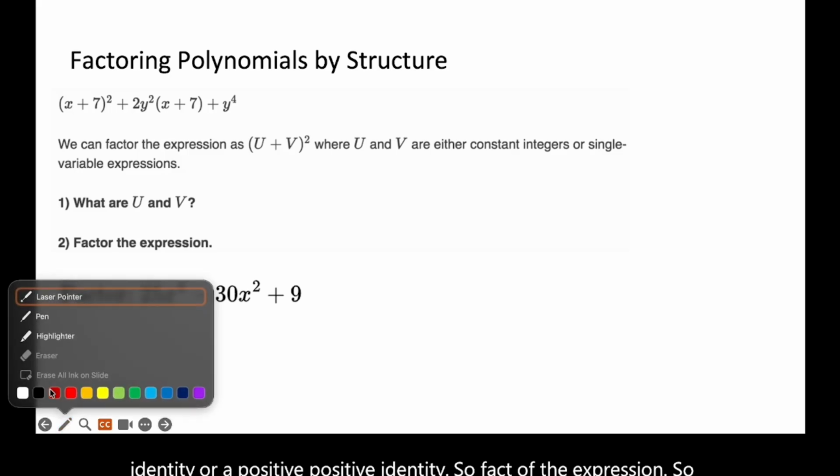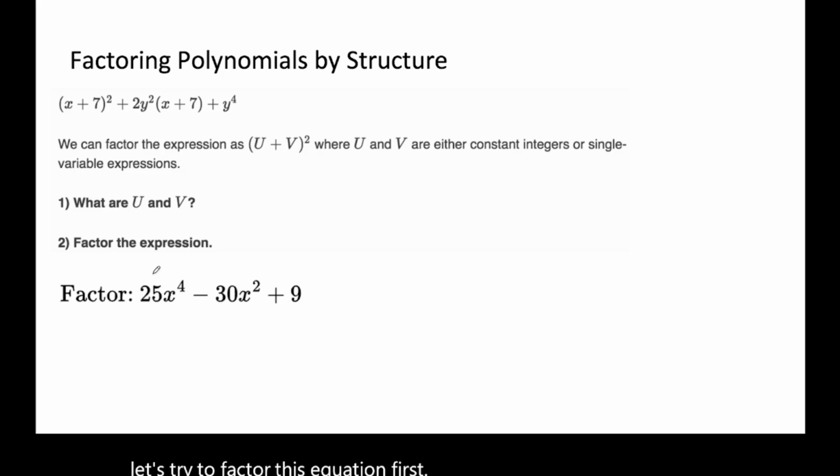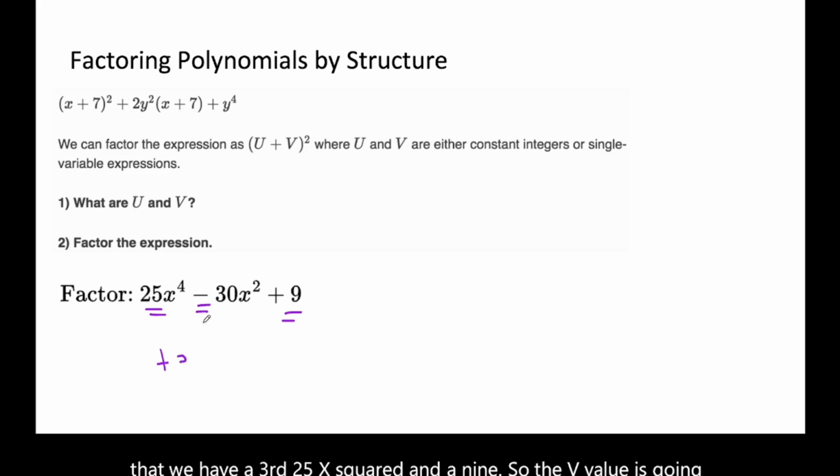So in general, over here, we can try this. We can see that we have a 25x squared and a 9. So the v value is going to be a 3. But we're seeing that there's a negative symbol here as well. So that means there's going to be a negative times a negative situation.